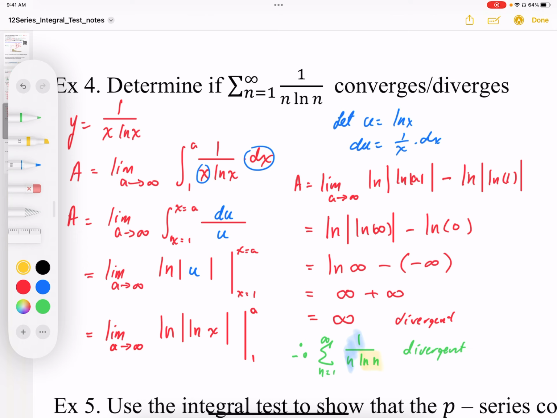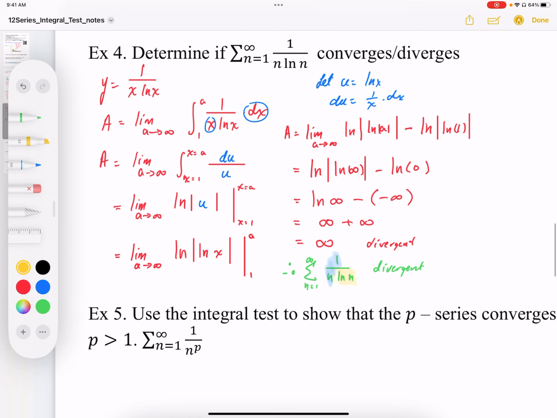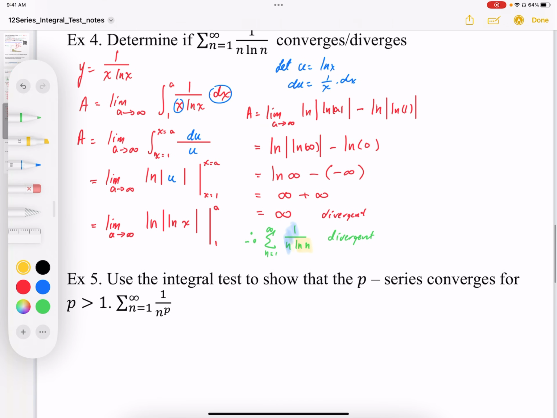This is still less than power 1.0001. That log is a weak function. So any power on n is going to be more powerful than multiplying that n to the power 1 with an extra log n, because notice that it still diverges. Whereas if we made this 1 over n to the power 1.00001, at that point it would start to converge. And that's when we use what we know about p-series, where p is greater than 1, it converges. And we're going to do this in the next example.